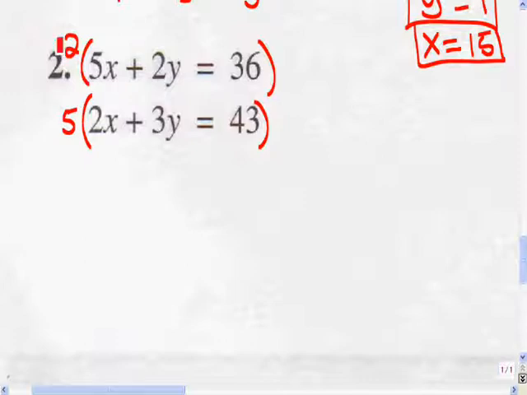Remember, I also told you that the signs had to be different. It doesn't matter which one I make negative; I'm going to make the 5 negative. We could have chosen the 2. It really doesn't make a difference.